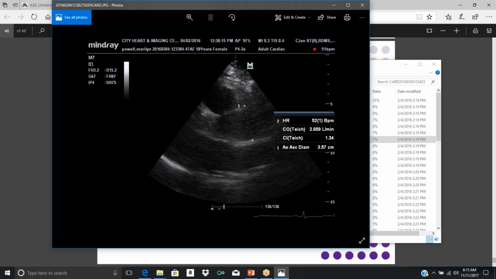And if you see something that you need to measure, if the ascending aorta looks like it's dilated, you should measure it. Okay. So if you're going to measure the ascending aorta, you measure it.